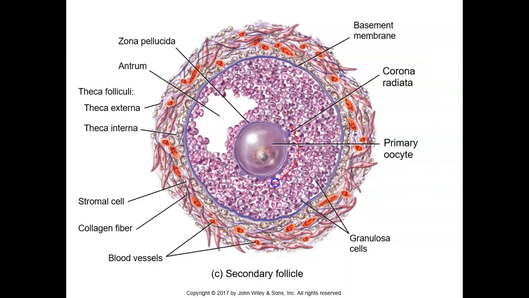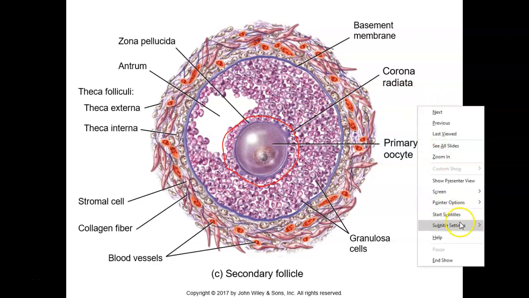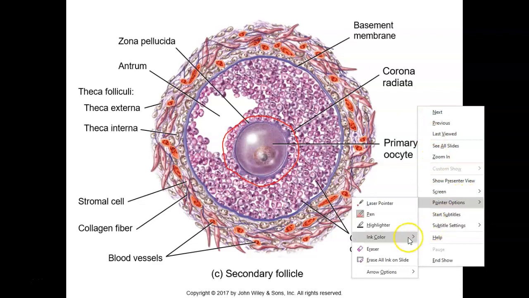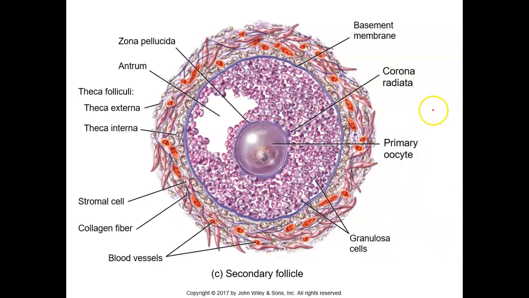Another layer we see starting to surround the oocyte is something called the corona radiata. Again, we are going to see the corona radiata a little bit later on when we look at the mature oocyte, when we look at the presence of the sperm and the layers which the sperm have to penetrate.